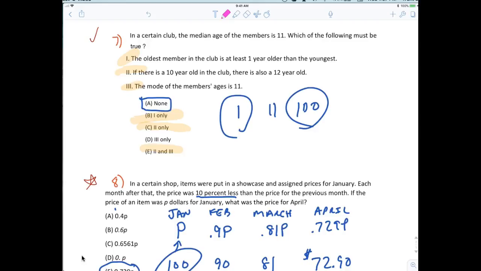All right, so here we go. Now, so the first question, is the oldest member in the club at least 1 year older than the youngest? Does that make any sense? No. That makes no sense. All right? If there's a 10-year-old, there has to be a 12-year-old.